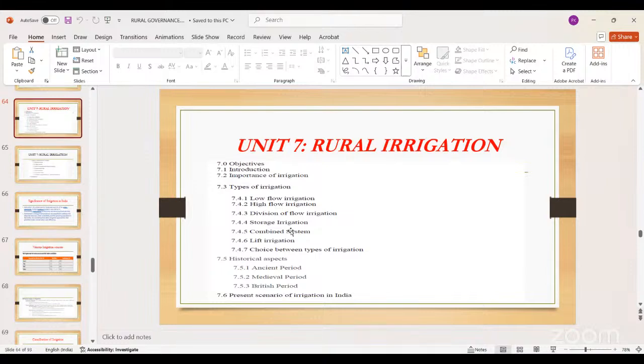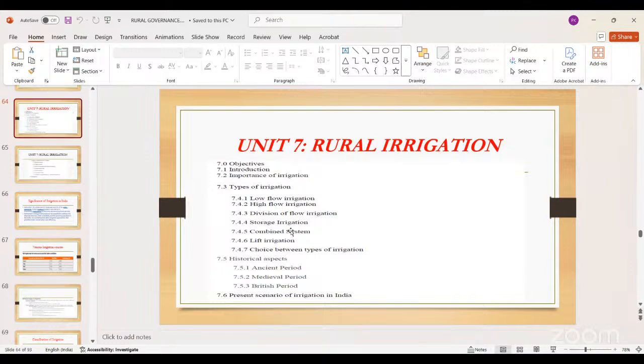Here water is directly diverted to the canal without attempting to store the water. There is no focus on storage of water. Then storage irrigation. I think this is self-explanatory, where water is stored and later on it is provided gradually, whenever the need arises. Then combined system, where there is a combination of storage and direct.